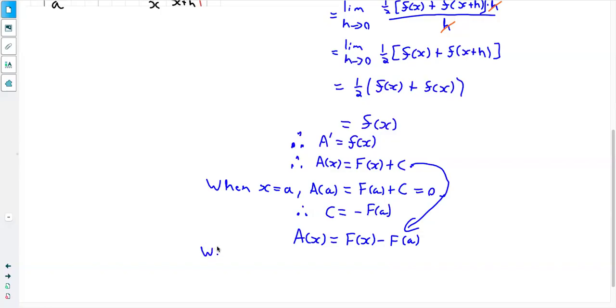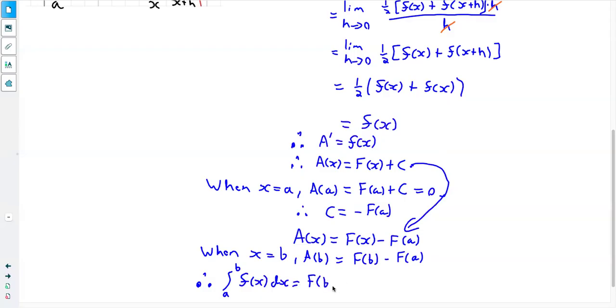Now, when x equals b, A of b is going to give us F of b minus F of a. So we can therefore say that the integral from a to b of f of x is equal to F of b minus F of a.